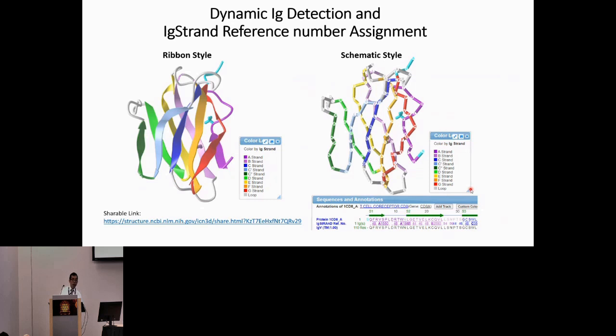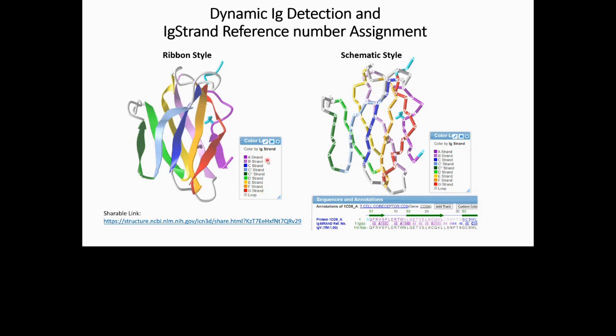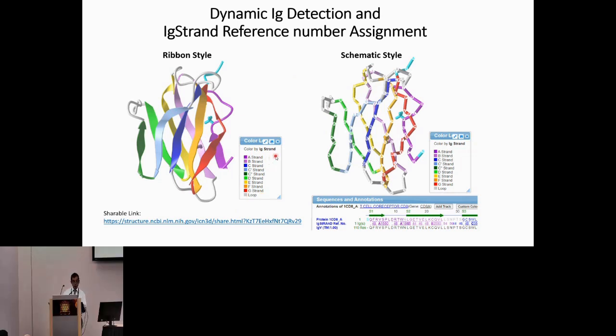So recently we collaborated with Ravi and Philip, and we developed an IG numbering system called IG strand reference number. Basically, it can detect IG domains in any input structure and assign a reference number for each strand. So this is a CD8 IG domain. From N terminal to C terminal, it has the strands from A to G with different colors.